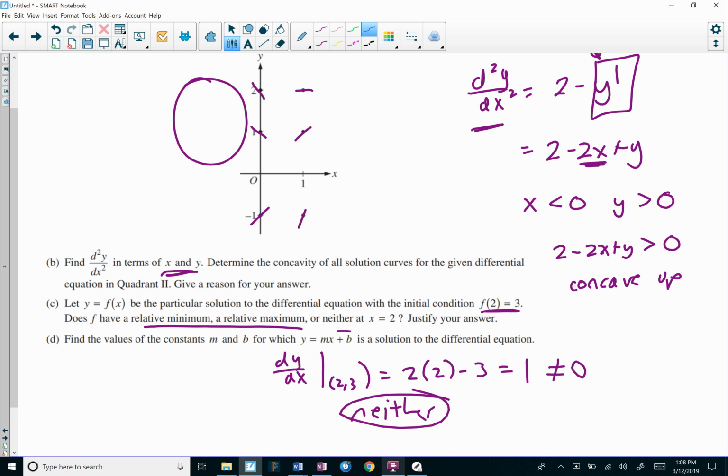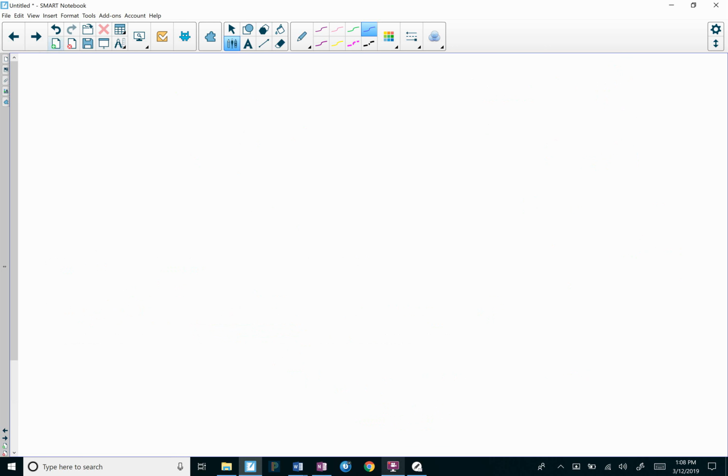That was 2 points. Now part D is the weird one. Part D is the one a lot of people don't get many points on. It's a very strange question. Not many people did well on it. Remember we have dy dx equals 2x minus y. And they're saying find the values of the constants m and b for which y equals mx plus b is a solution.